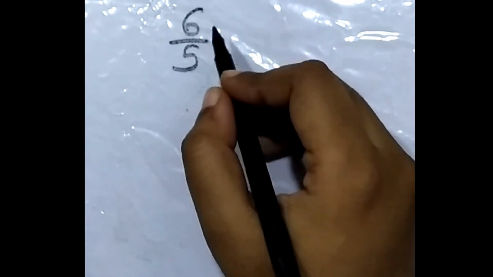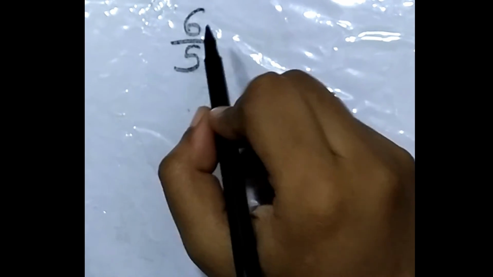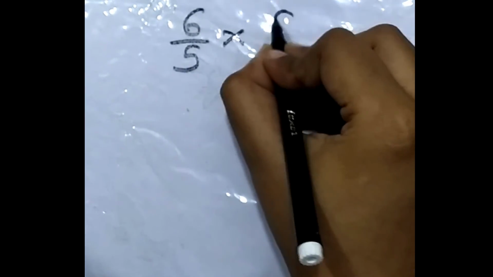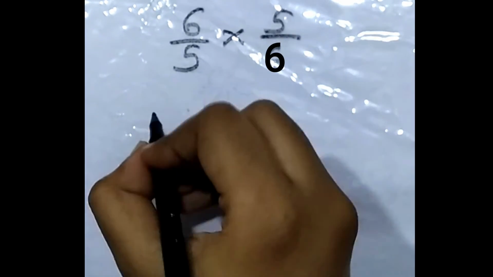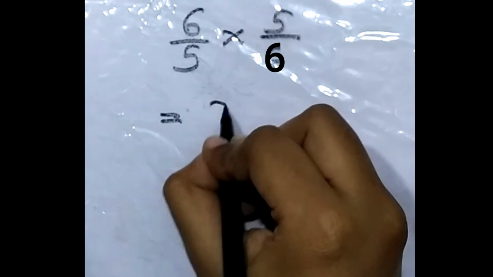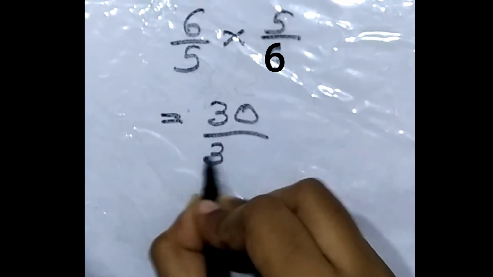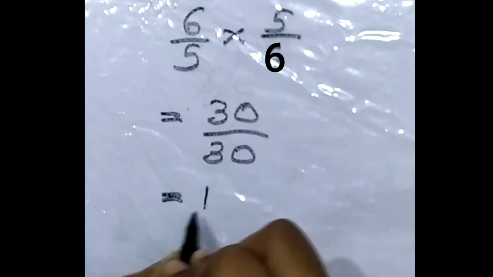Now we will see what will happen if we multiply a number by its reciprocal. Now see here, 6 upon 5 is given. Now we will multiply this with the reciprocal of this same number. What is the reciprocal of 6 upon 5? It will be 5 upon 6. Now what will be the answer? 6 5s are 30 upon 5 6s are 30. So the answer is 1.